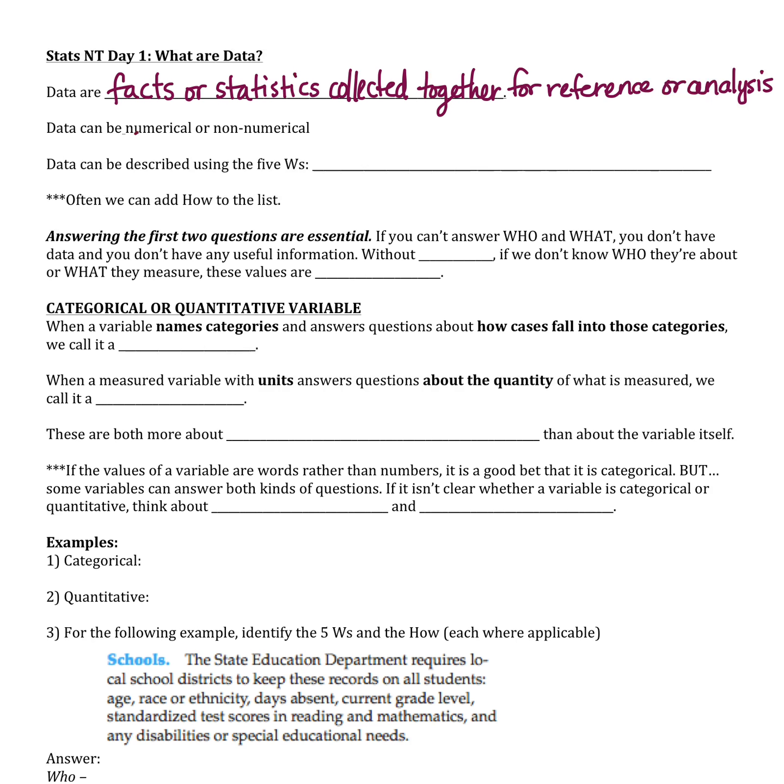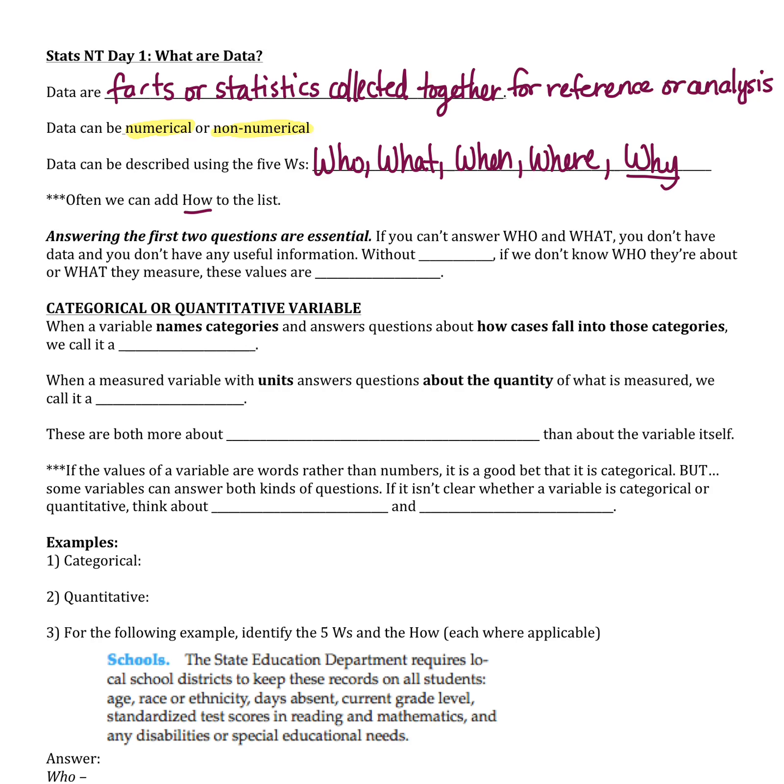Remember, data can be numerical or non-numerical. And data can often be described using those 5 W's that we talked about at the beginning of the year. They were who, what, when, where, and if possible, why. Remember, the why is not always possible. Sometimes you can add how to the list as well.